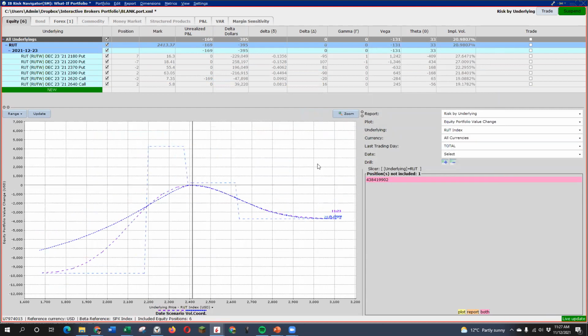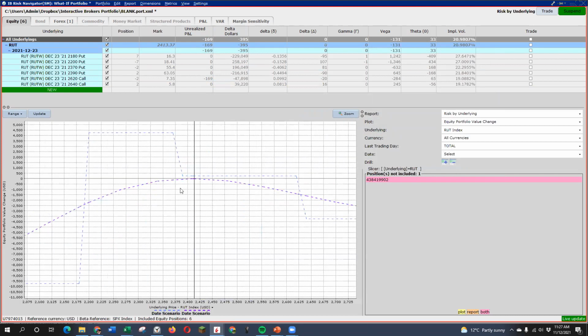Let's change this to Russell. Anyone want to take a stab at where we might set some alerts on this one? Twice the credit received, yeah, that's not a bad idea. I'd set some price alerts as well. Where do you think we'd put price alerts?